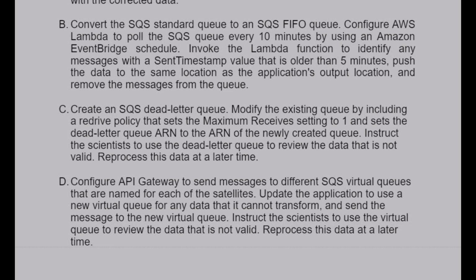Option D. Configure API Gateway to send messages to different SQS virtual queues that are named for each of the satellites. Update the application to use a new virtual queue for any data that it cannot transform and send the message to the new virtual queue. Instruct the scientists to use the virtual queue to review the data that is not valid. Reprocess this data at a later time.